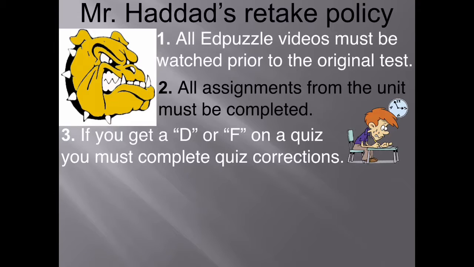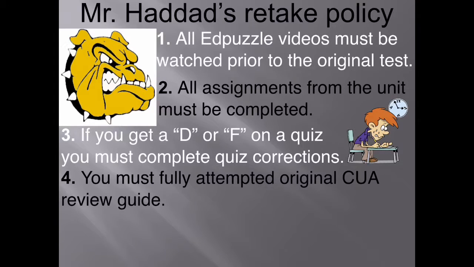Right? If you got a D or an F on a quiz, you must do quiz corrections so that you can learn from your mistakes. Plus, quiz corrections allow you to earn some points back so you can get a better grade on the quiz. All right, you also must fully attempt the review, the COA review. So if you don't try to do the review, that means you didn't study to your fullest for the COA itself. So therefore, you will not be eligible to retake if you don't try your best the first time.